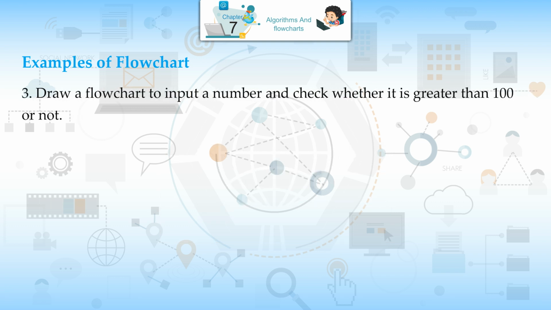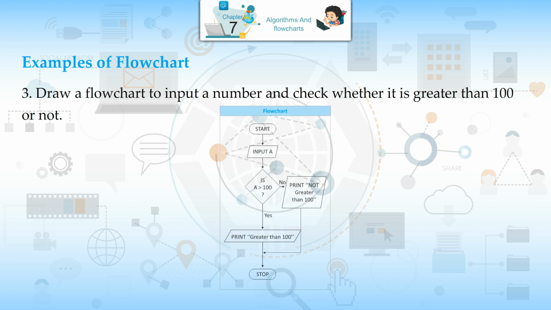3. Draw a flowchart to input a number and check whether it is greater than 100 or not. Flowchart. Start. Input A. Is A greater than 100? No. Print not greater than 100. Stop. Yes. Print greater than 100.